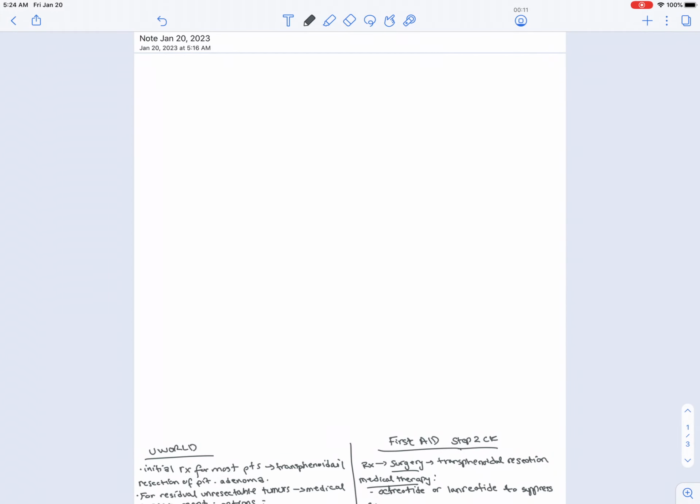So we're doing the algorithm for acromegaly. When you have clinical suspicion of acromegaly, the first thing that you're going to screen for is the IGF-1 levels. A lot of people get confused here because they think that you have to look for the growth hormone levels, but that is not true.